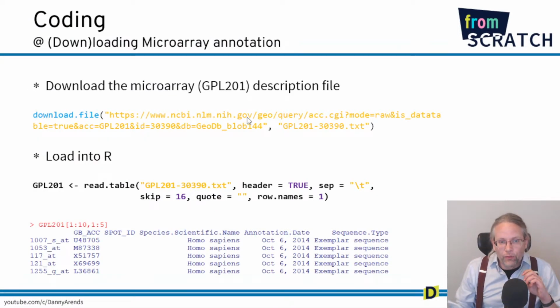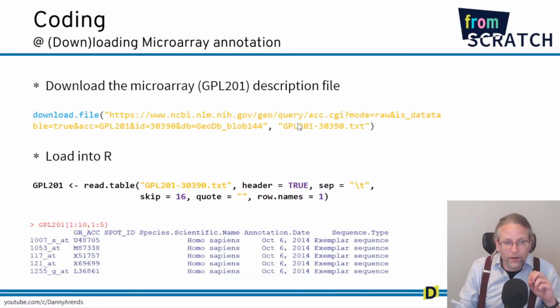So if you hover over the link, it will tell you that this is the link to download it. So I just took this whole long address and I'm going to save it into something called GPL201-30390.txt, because this was the file name that I got when I downloaded it by hand. We then want to load it into R.